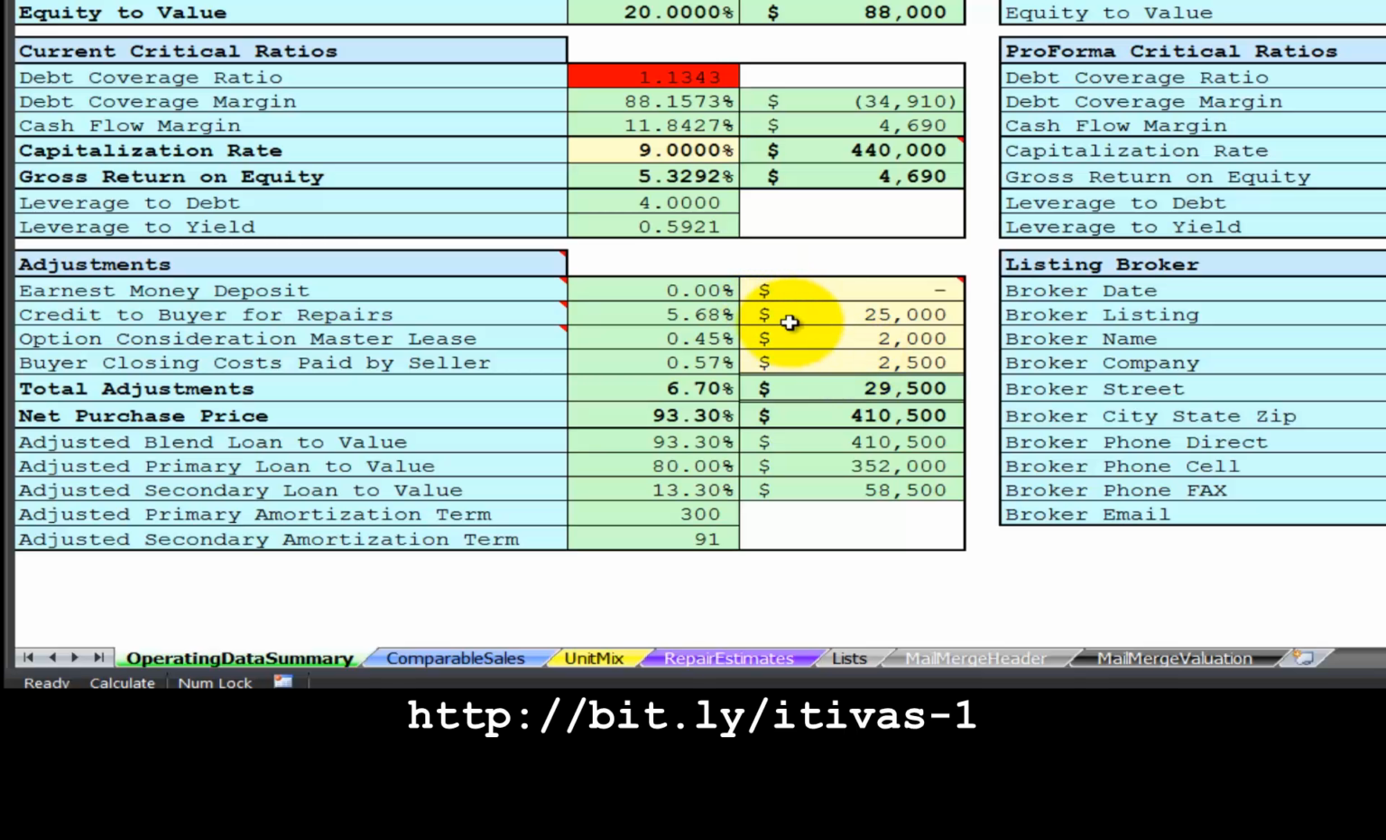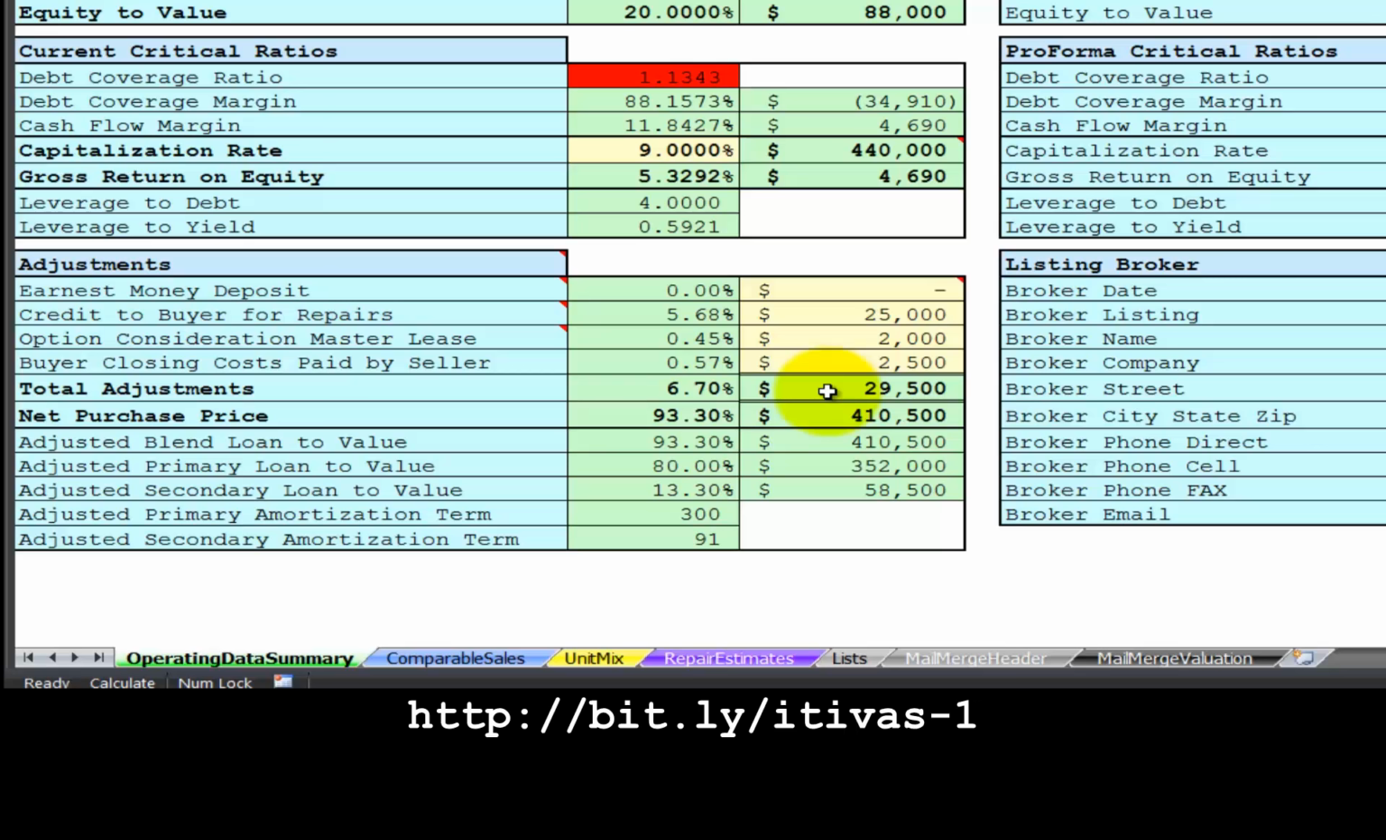for the commencement of this master lease and option by getting a credit from the seller to the buyer for the repairs that we found during our due diligence. Also, a credit for option consideration for the master lease. We value that through negotiation with the seller that it's worth $2,000. We also asked the seller to pay our closing costs of $2,500.